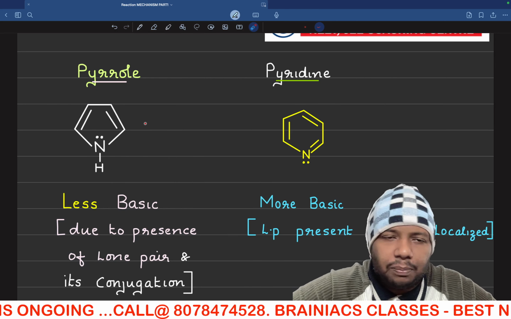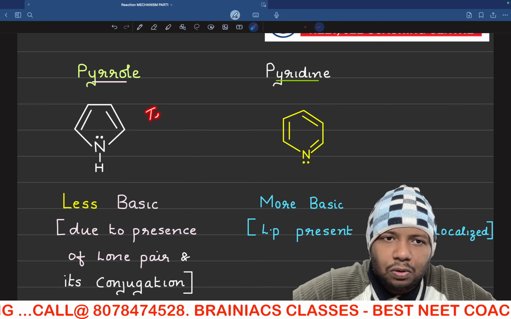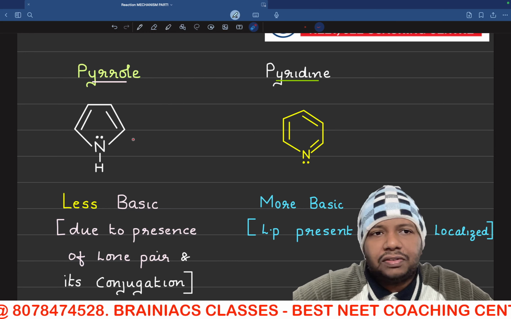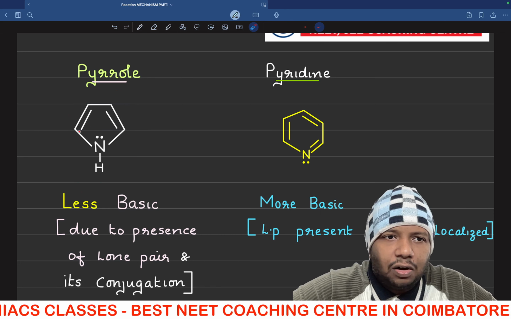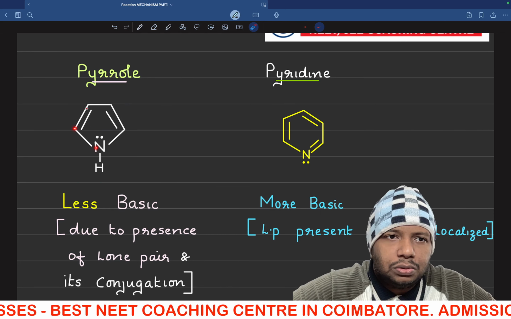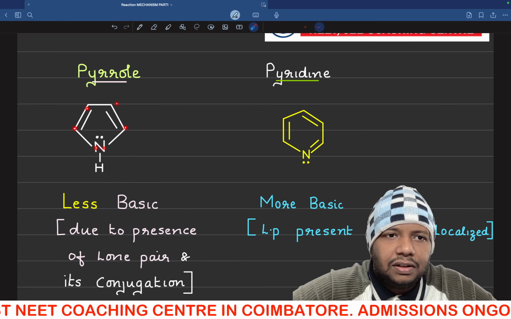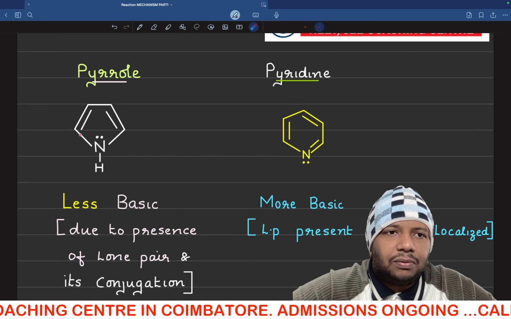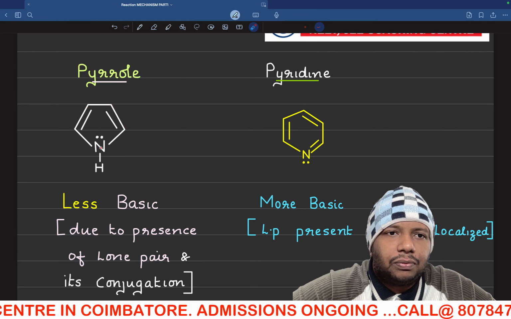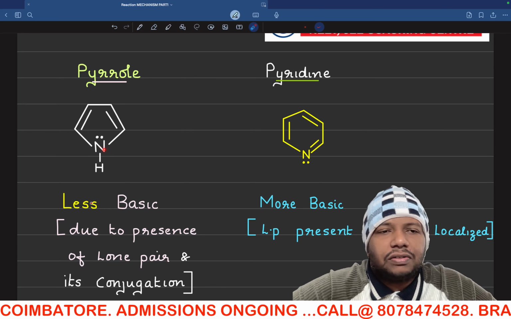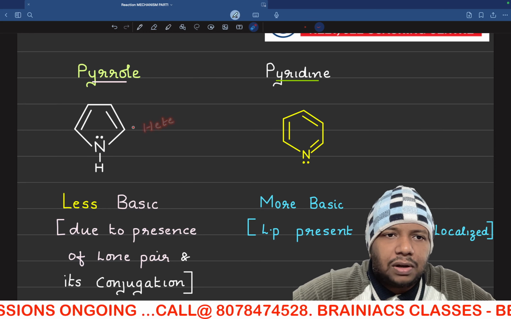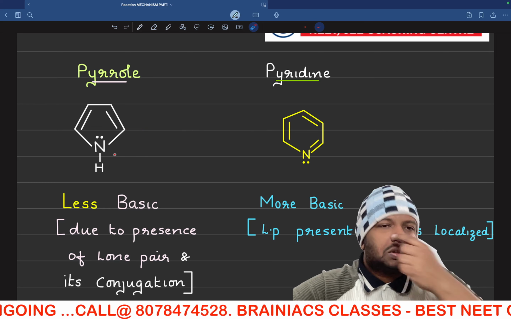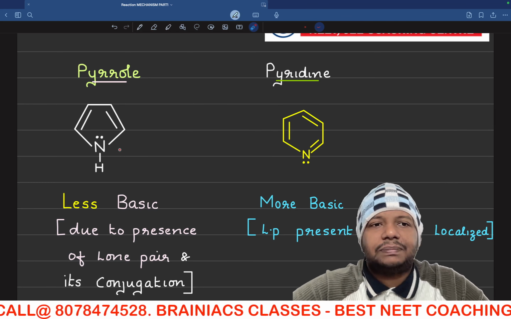You need to learn this compound because it is mentioned in the textbook also. Okay, it is present in the NCERT textbook. So pyrrole is nothing but this structure. You can see 1, 2, 3, 4, 5 corners are present, and it is a heteroatomic structure. Heteroatomic means you have carbon and nitrogen, more than one kind of atom present at the corners.